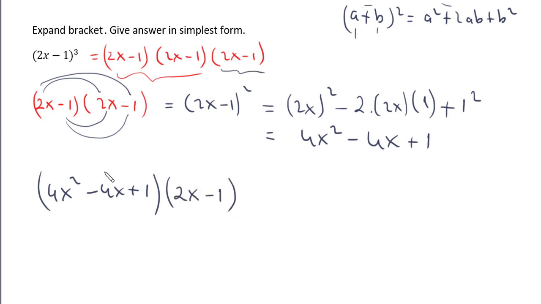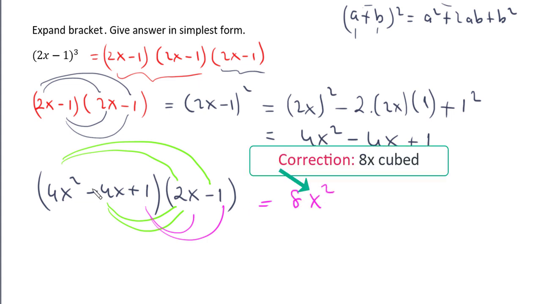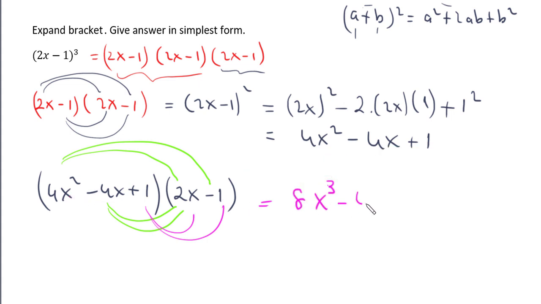Now expand one more time: this times this, this times this, this times this, this times this, and the third one. Okay, 4x² times 2x is 8x³, 4x² times minus 1 is minus 4x², minus 4x times 2x is minus 8x², minus 4x times minus 1 is plus 4x, 1 times (2x - 1) is 2x - 1.